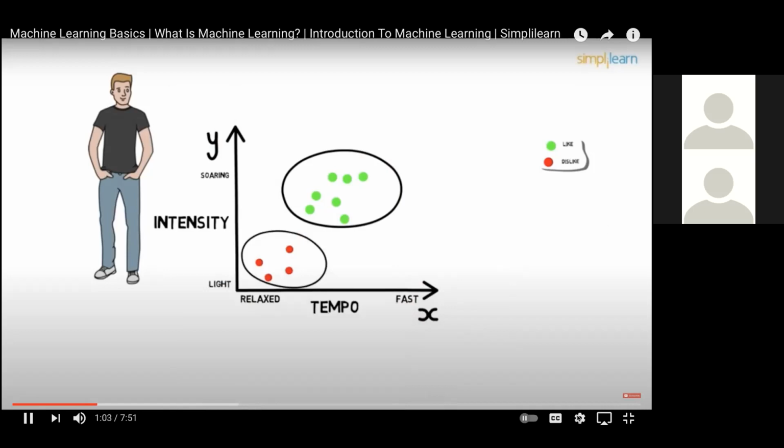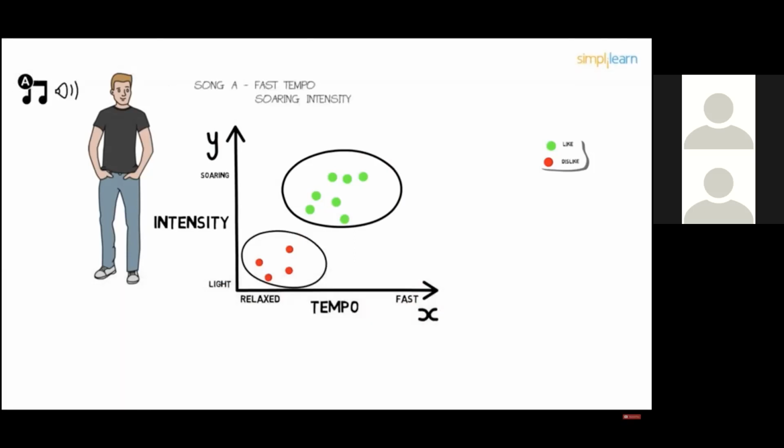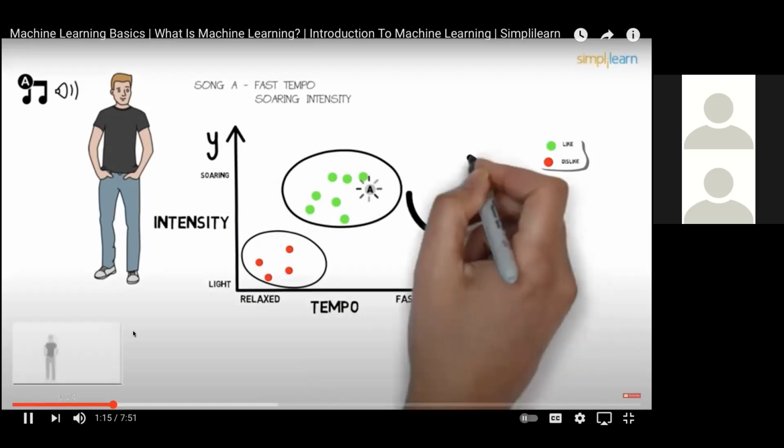Let's say Paul listens to a new song. Let's name it as Song A. Song A has fast tempo and a soaring intensity. So it lies somewhere here. Looking at the data, can you guess?